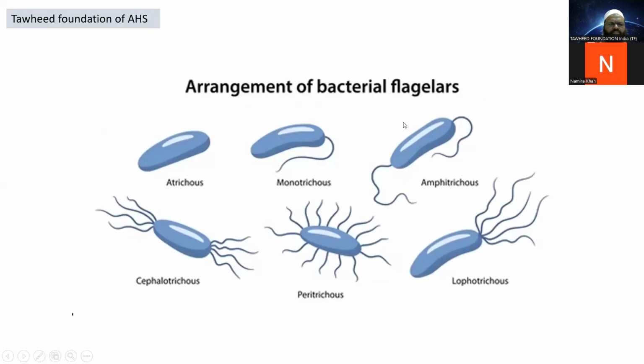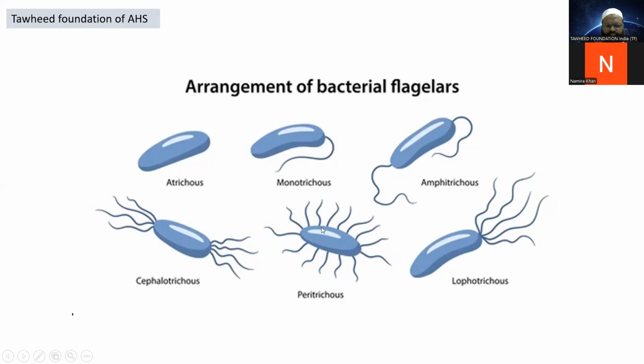Arrangement of bacterial flagella. Types of bacterial flagellum arrangement. I'll explain one by one. Monotrichous: a single flagellum located at one pole of the bacteria, which has only one flagellum. Example, Vibrio cholerae. Amphitrichous: a single flagellum or tuft of flagella at both the poles of the bacterium. This arrangement allows movement in both directions. For example, Alcaligenes.